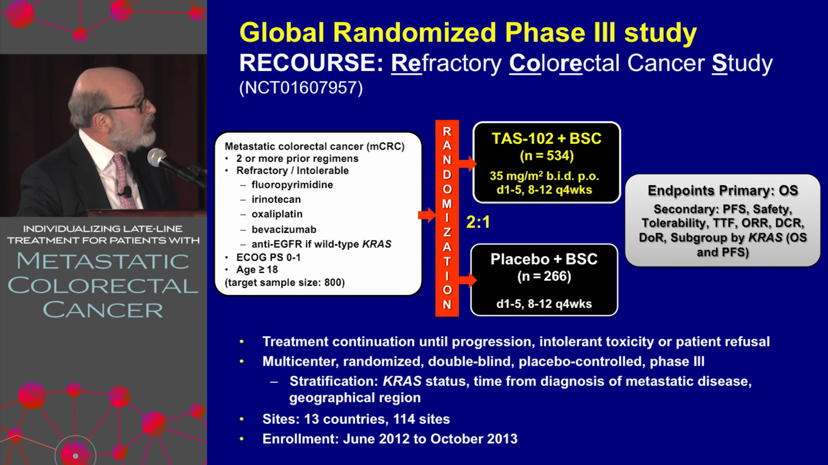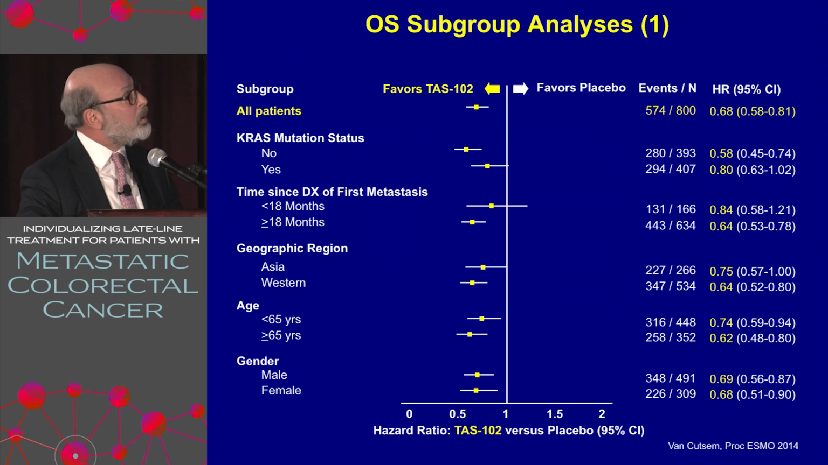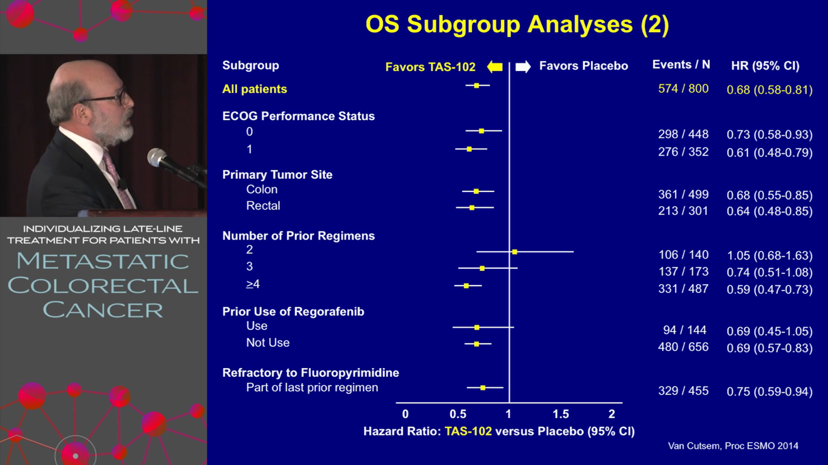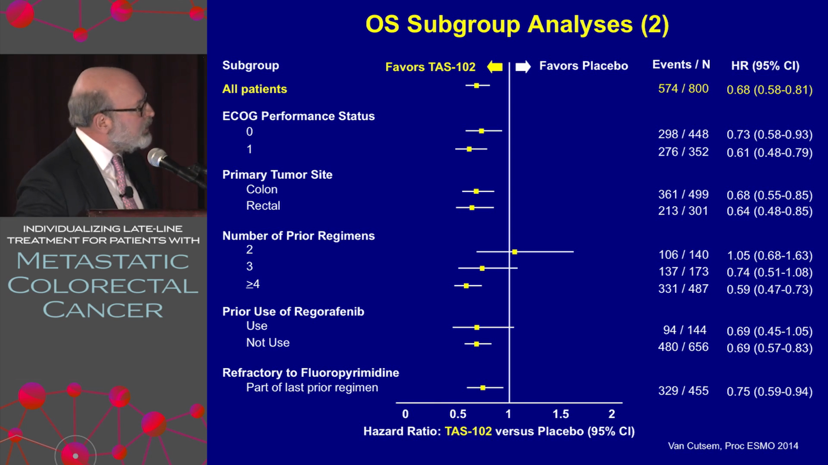You've seen the slide about the RECOURSE trial looking at TAS-102 versus placebo, 2-to-1 randomization, 800 patients. And you can see here in the subgroup analysis, the forest plot, that all subgroups seem to benefit from this. Furthermore, whether or not they had used regorafenib previously, the drug seems equally effective, and also if they were refractory to fluoropyrimidine in the last regimen, progressing on the drug, it was equally effective. So this seems to be a useful drug.